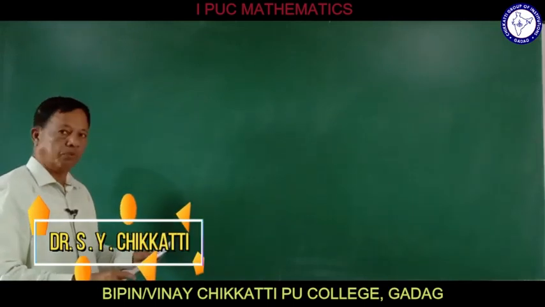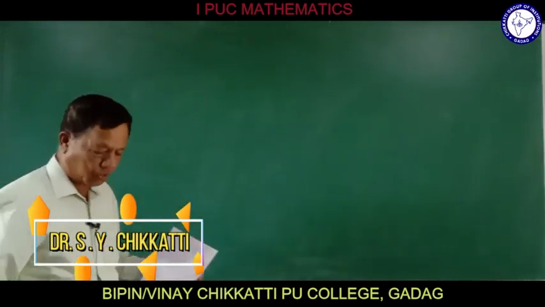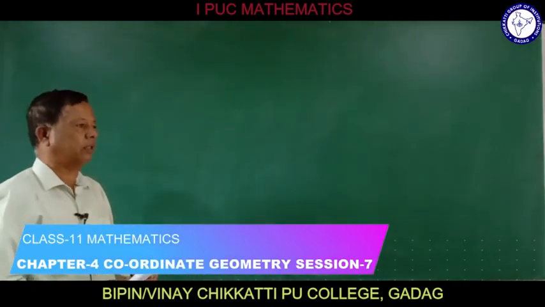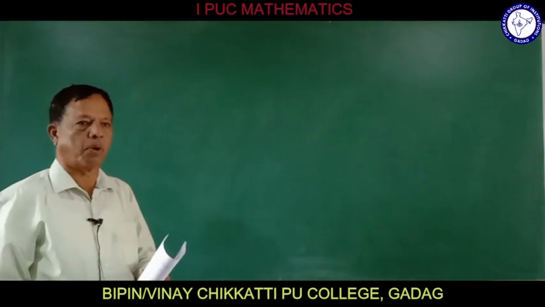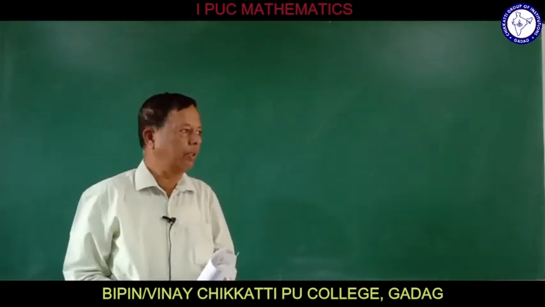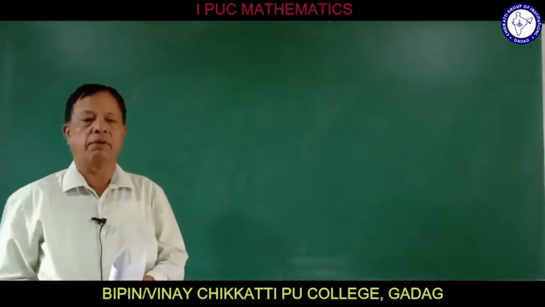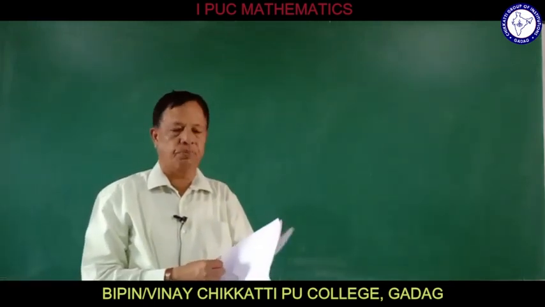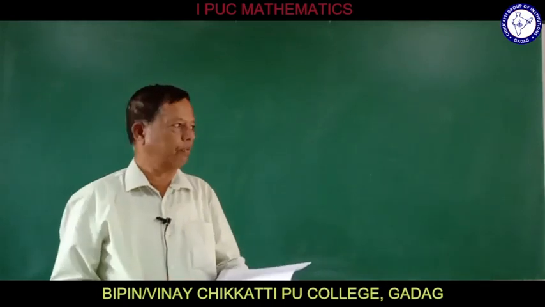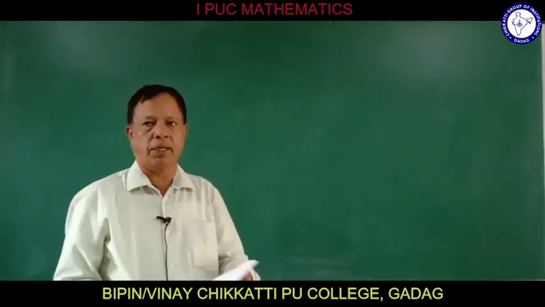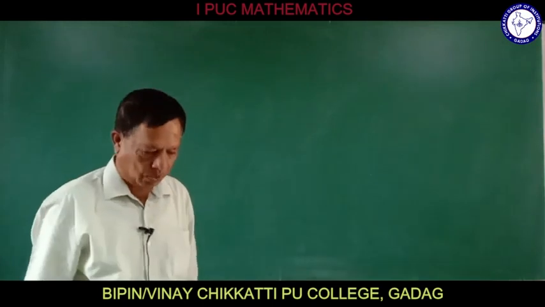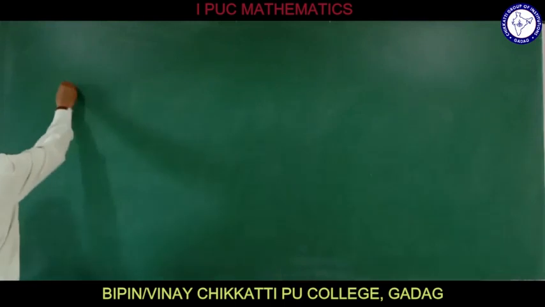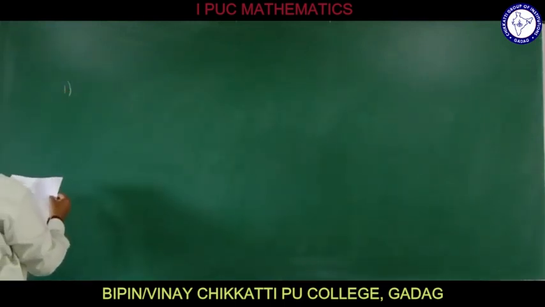Okay, now we continue the problems on straight lines. Actually, we are discussing the problems on part B, and finally we discuss part D, 5 marks each. Before going to see the 5 marks questions, today I want to see at least 5 to 6 problems on part B.